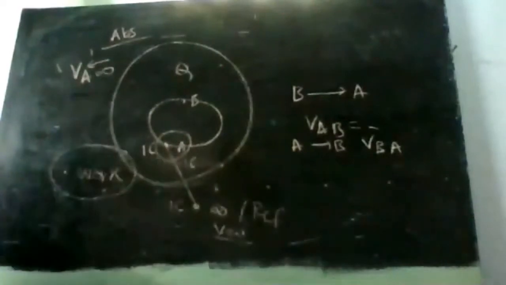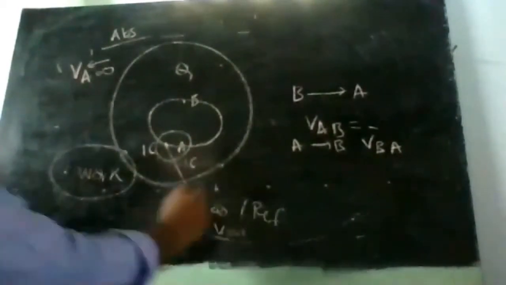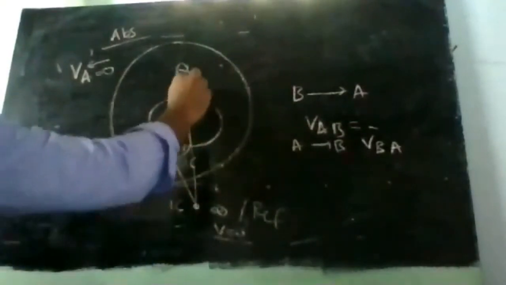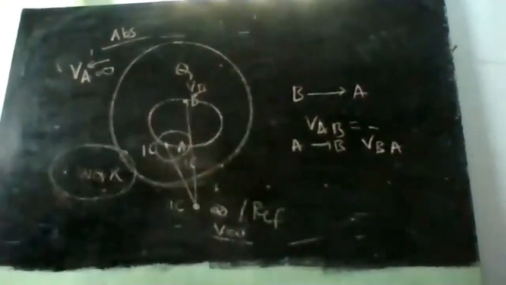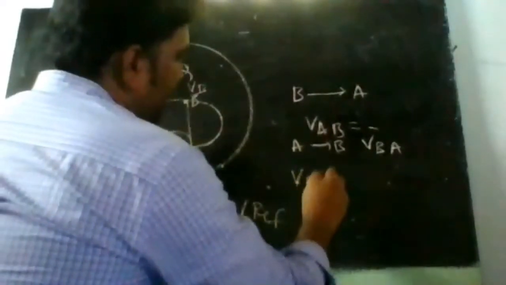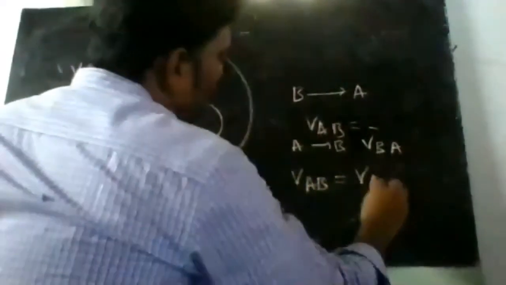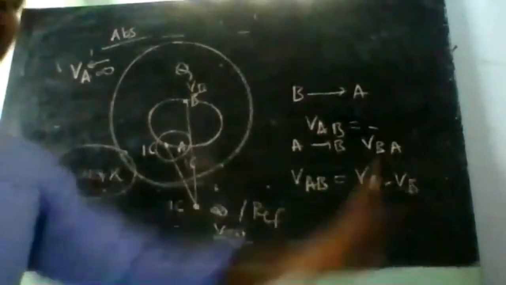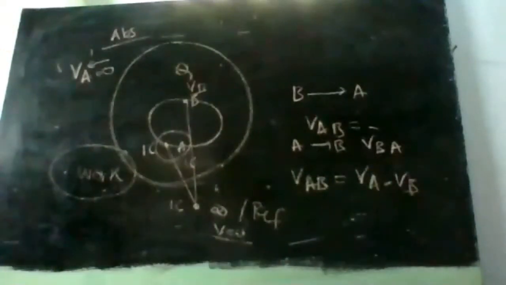Similarly, if I move some test charge to point B, then what I get is VB. The absolute potential at the point B is VB. So the potential difference will always be equal to the difference between the absolute potentials. VAB will always be equal to VA minus VB. Are you able to understand, maths, right?